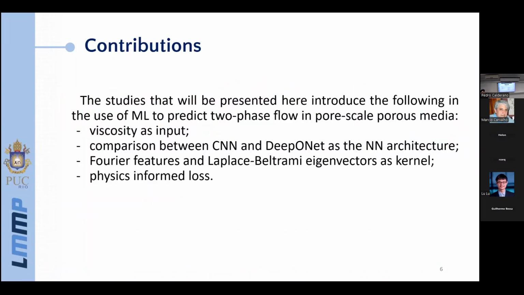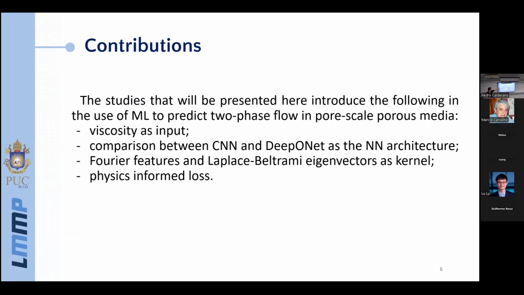As contributions, this work is divided into two different studies. Both of them consider viscosity as input. Considering viscosity as input is interesting because I have a two-phase flow, and when I change the viscosity of one of the fluids, the dynamics of this flow changes as well. So I'm trying to see if the neural networks can capture this change in dynamics.